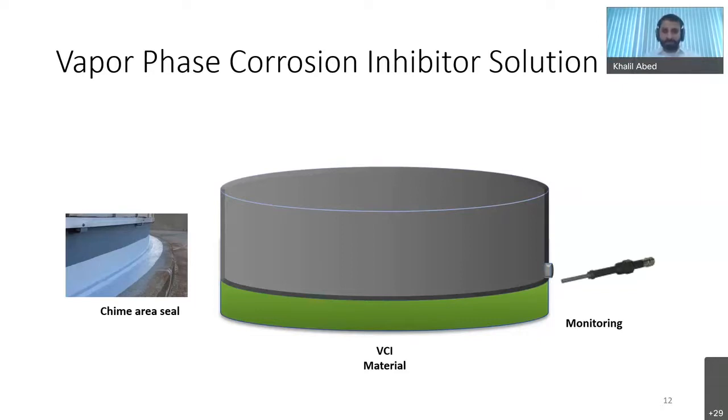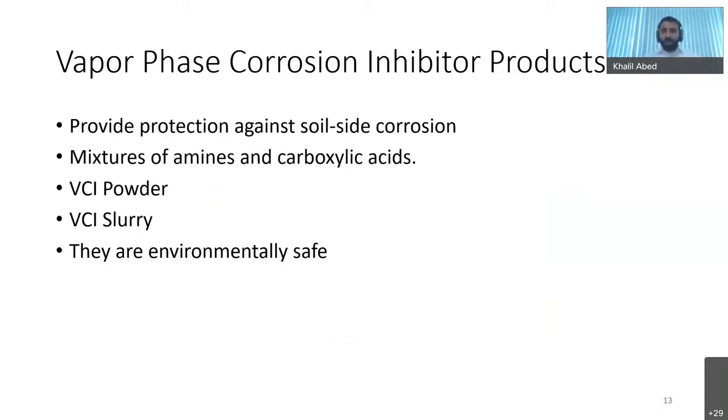Now, the first component, the vapor phase corrosion inhibitors, provide protection against soil side corrosion. They can provide protection for coated surfaces and previously corroded steel. They are basically organic salts, mixtures of amines and carboxylic acids. They come in the form of, as I mentioned in the previous slide, powder or liquid slurry, and they are environmentally safe and do not contain nitrates or other harmful chemicals.